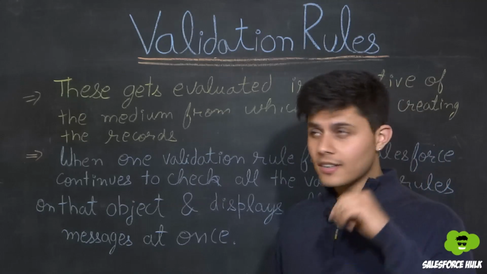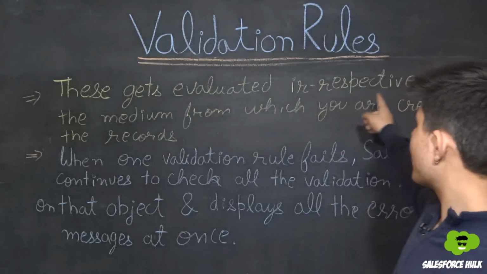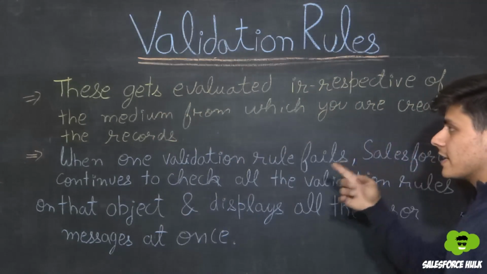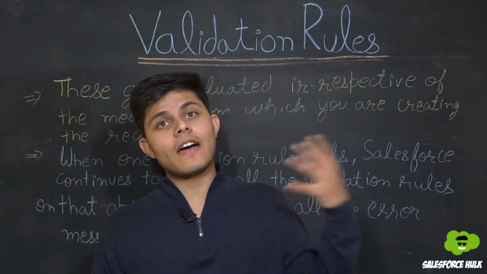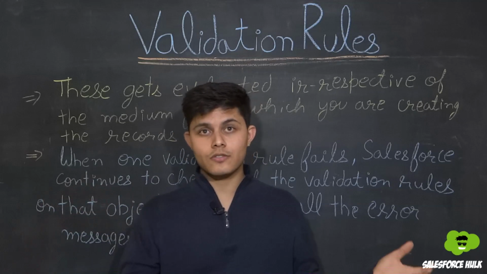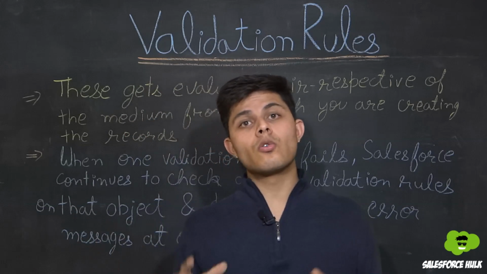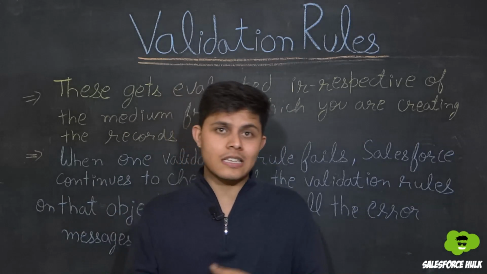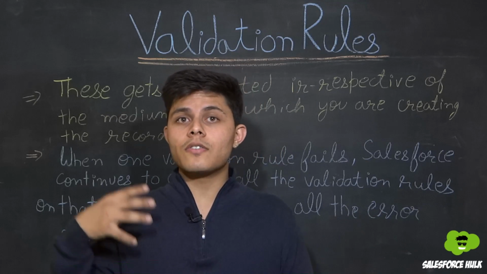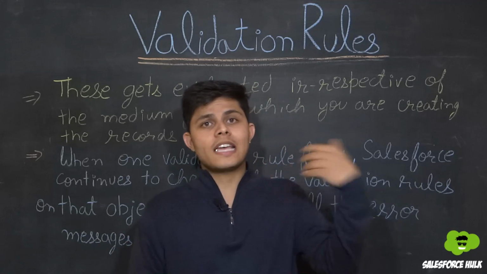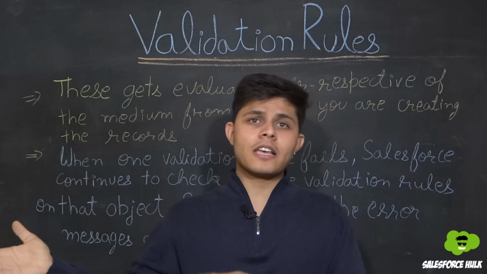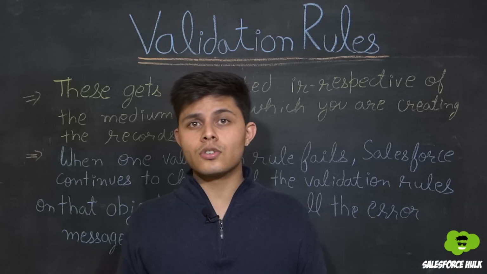So the first point. Validation rules get evaluated irrespective of the medium from which you are creating the records. Yes. It doesn't matter, means that if you have created the validation rule from Salesforce Classic or Salesforce Lightning, these will work not only when you are creating the records from Salesforce Classic or Lightning. These will work even if you are creating the records or editing the records from Salesforce 1 or from the APIs or from any external application that has the integration with your Salesforce.